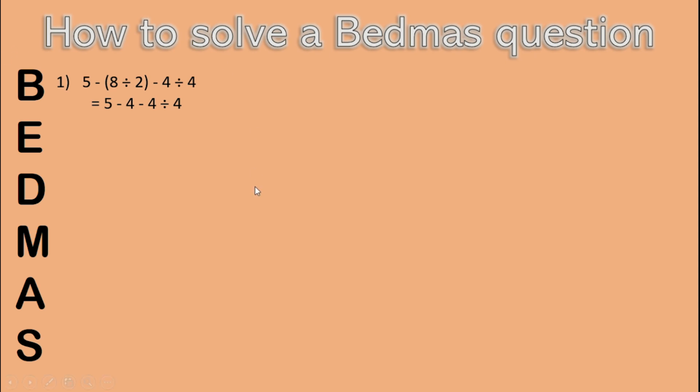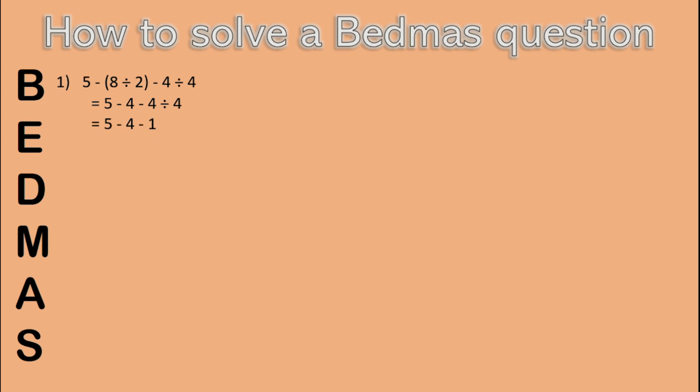The next step is exponents. However, in this question, there are no exponents, so we can go on to the next letter, D. Division should be the next operation. So after our simplified expression, we can see that at the end of the question, it's 4 divided by 4. So let's simplify that. Rewrite the rest of the question, and 4 divided by 4 would equal 1.